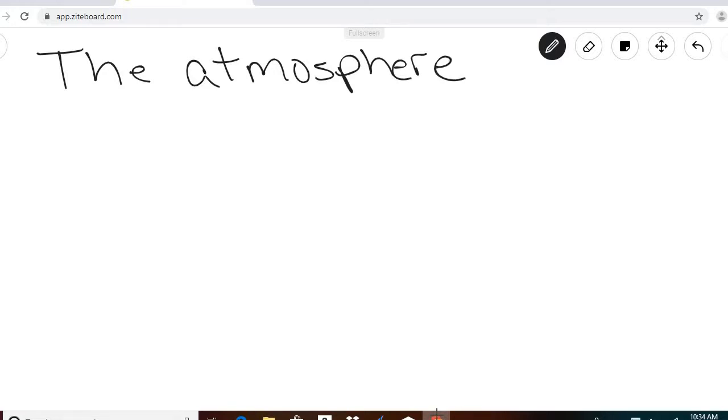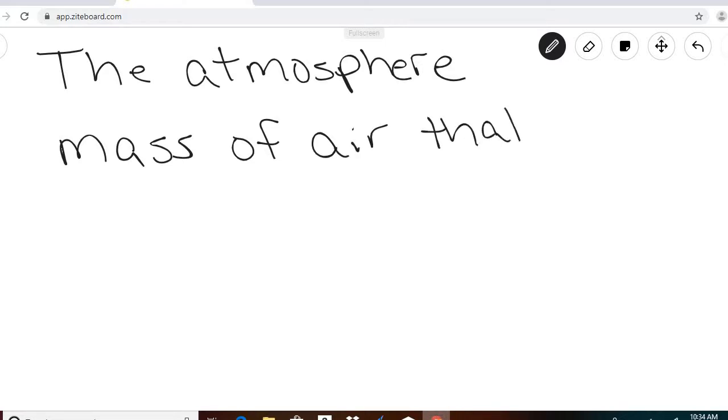So what is the atmosphere? The atmosphere is the mass of air, and we're just dealing with Earth, so it's the mass of air that surrounds the planet Earth.